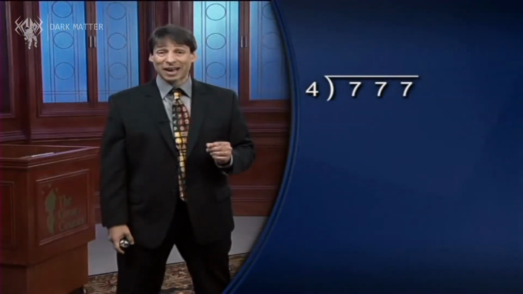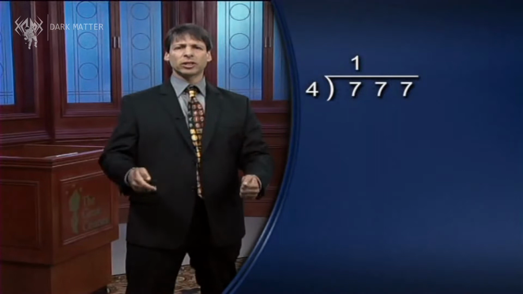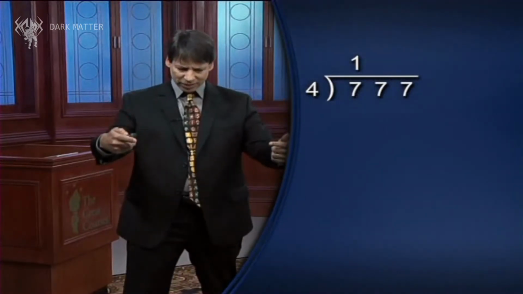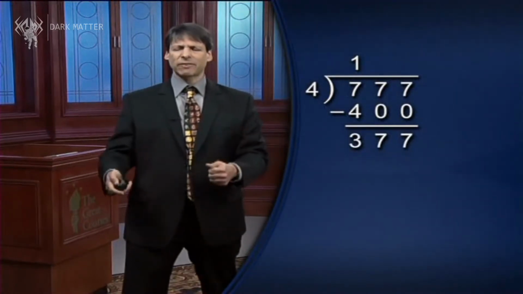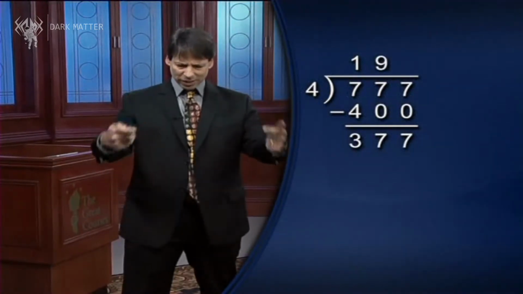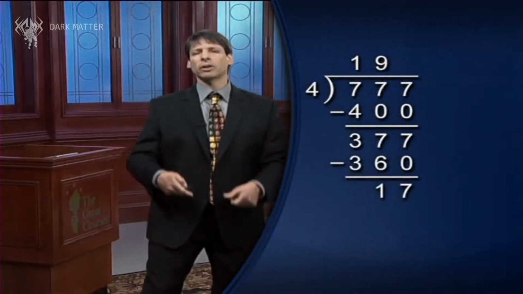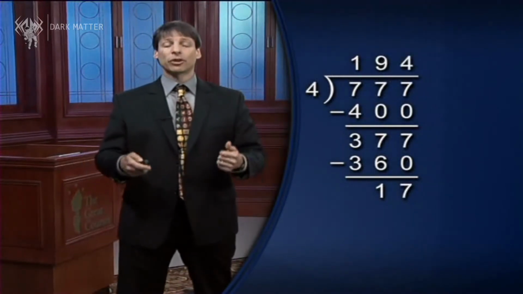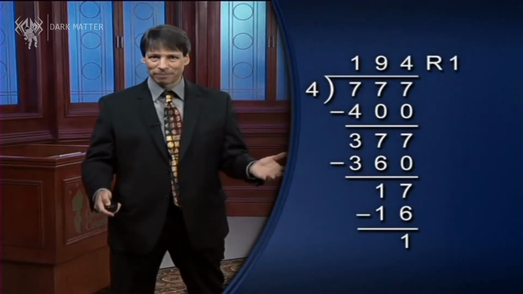In Lecture 4, we split a jackpot 4 ways by doing the division problem 777 divided by 4. Now, when we did the problem mentally, our process went like this. Let's see, 4 goes into 700 100 times. 777 minus 400 is 377. Now 4 goes into 377 90 times. 377 minus 360 is 17. Now 4 goes into 17 4 times with a remainder 1. And there's our answer, 194 with a remainder of 1.